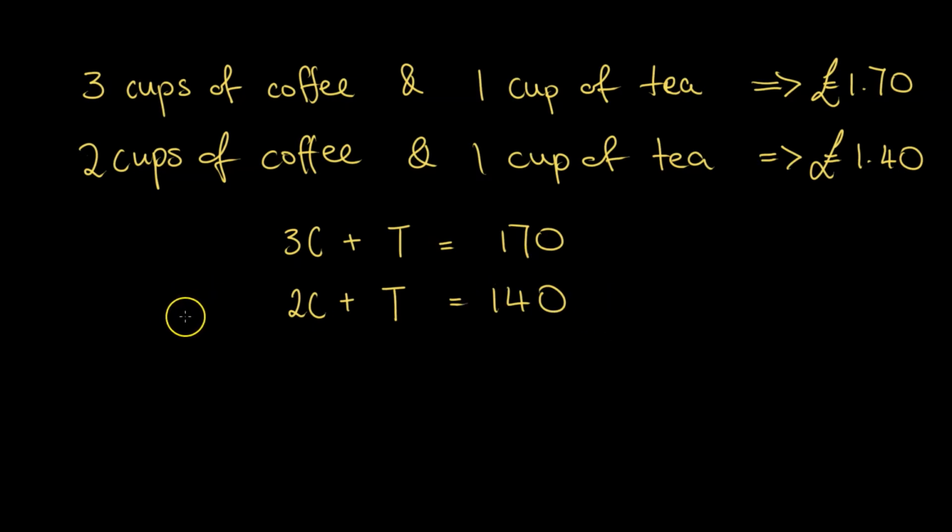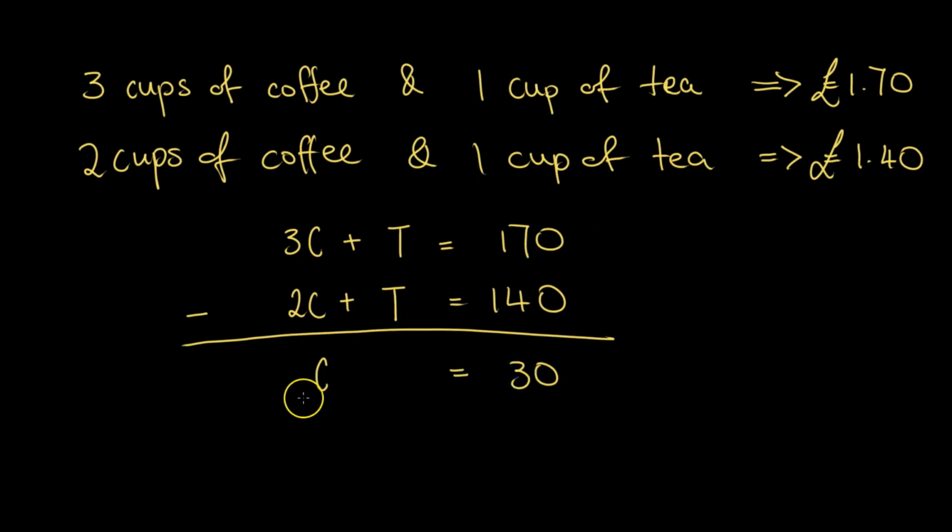So what I can do is subtract one of these equations from the other to find what is different between the two and find the difference in the price. So if I was to do that, well, 3 cups of coffee take away 2 would leave me with 1 cup. The cups of tea are the same in both, so t minus t is just nothing. And then the difference between the price is 30p. So I've worked out that a cup of coffee must be 30p.